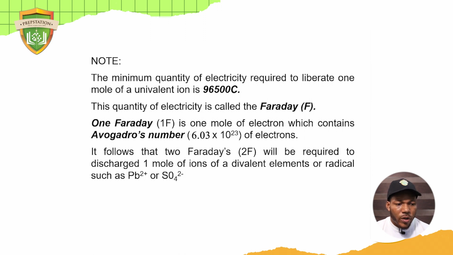You now get the quantity of electric current that is passed. Now, the quantity here refers to the number of Faradays, which is signified as capital letter F. Now, what is 1 Faraday? 1 Faraday is 1 mole of electrons, which contains Avogadro's constant, which is 6.02 times 10 to the power 23 electrons. So it follows that 2 Faradays will be required to discharge 1 mole of ions of a divalent element or radical, such as Pb2+, S2-, Cu2+, and many more.